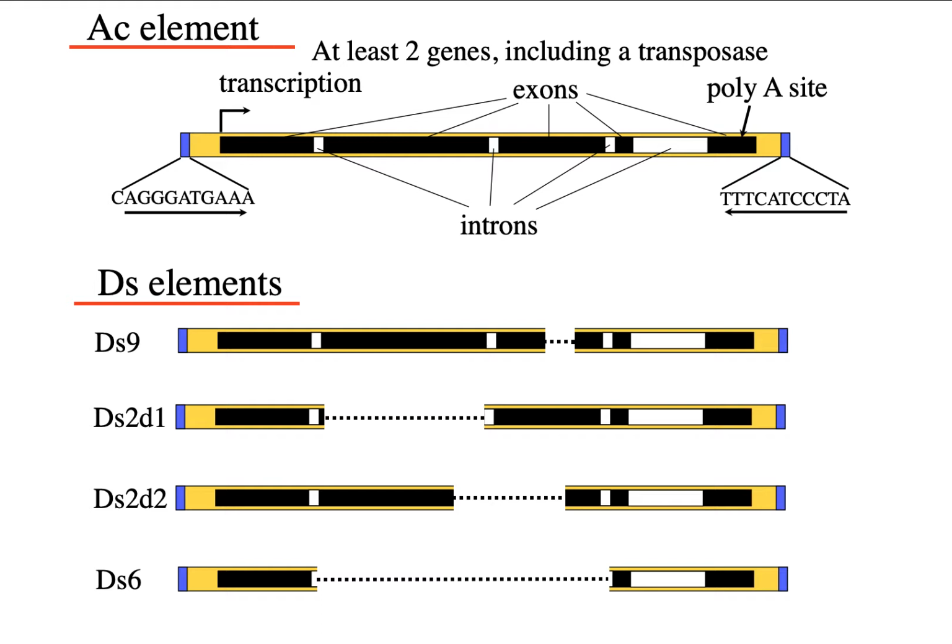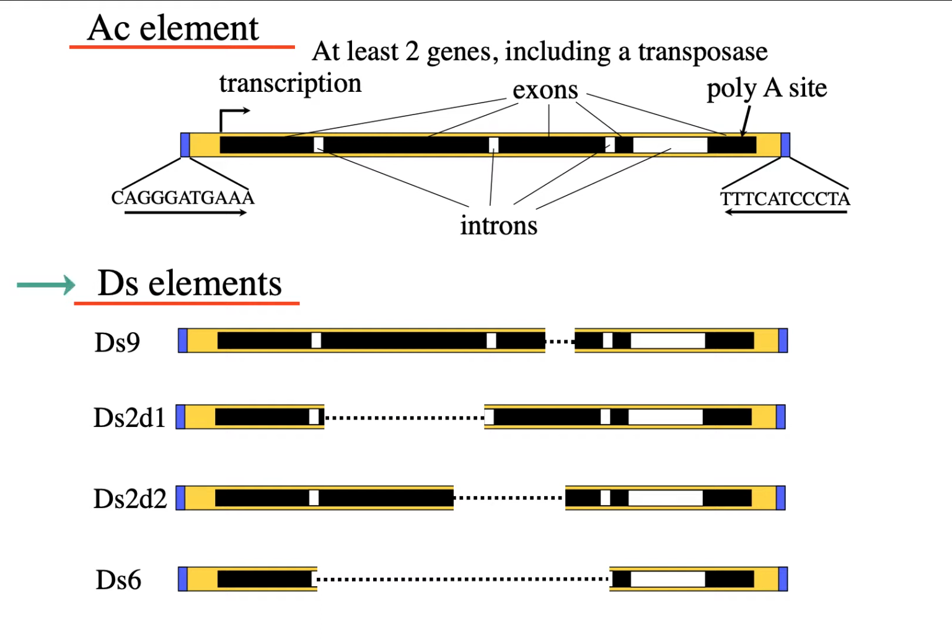Eventually, it was discovered, not by her, but by others, because it wasn't until the 1970s that molecular biology and ultimately sequencing solved exactly what was going on. So the AC elements had at least two genes, including a transposase, a gene that made an enzyme that caused the movement of these elements. And then they had these short terminal inverted repeats on the ends.